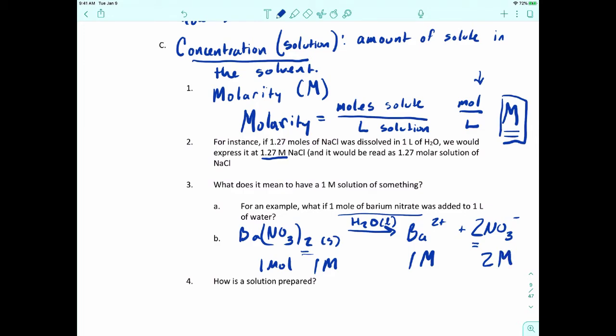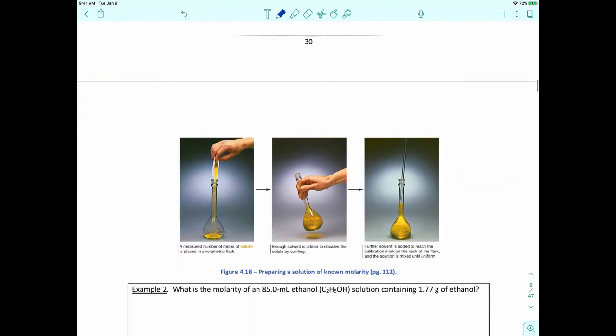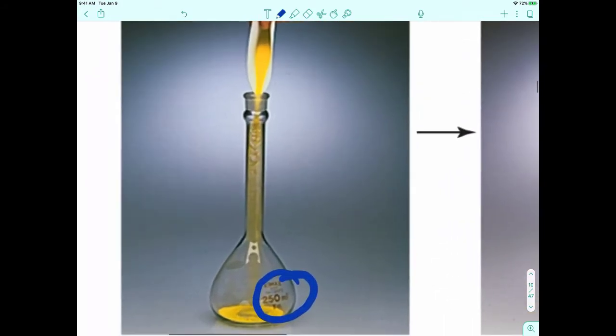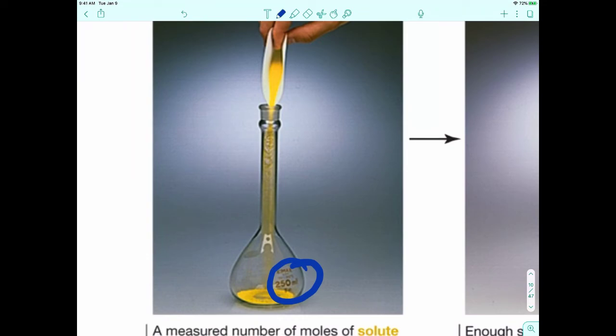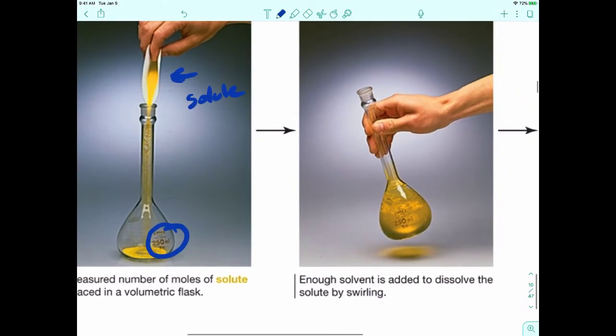Okay, now how do we actually prepare one of these things? We actually have to use a special piece of glassware called a volumetric flask. So the way this works is that here you've got your volumetric flask. If you zoom in on this image a little bit more, you can see that it's set at 250 milliliters. So the first step is that we pour our solute, which is a solid, into the volumetric flask, and then we add enough water that we can start moving it around. We start dissolving it, okay?